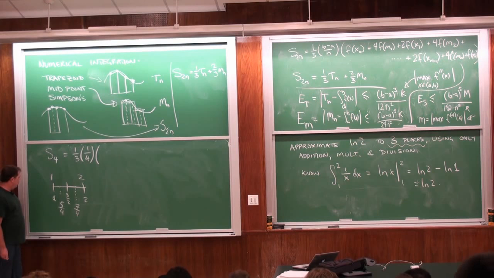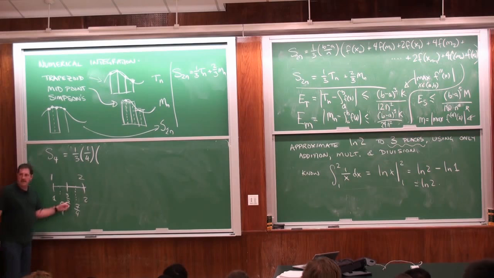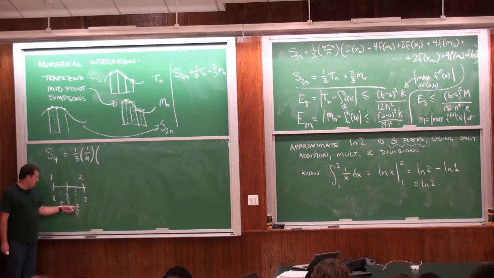No, this is 1.5. This one is 3/4. Halfway between 1 and 1.5 is not 3/4. It's 1.25, which is 5/4. Or if you prefer, 1 plus 1/4. And this is 1 plus 3/4.